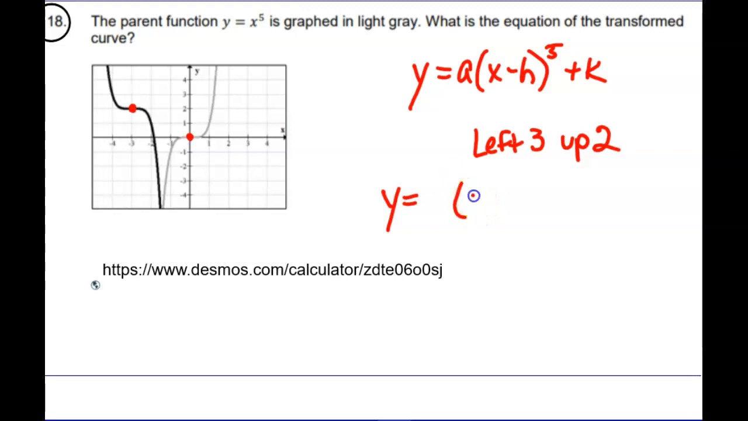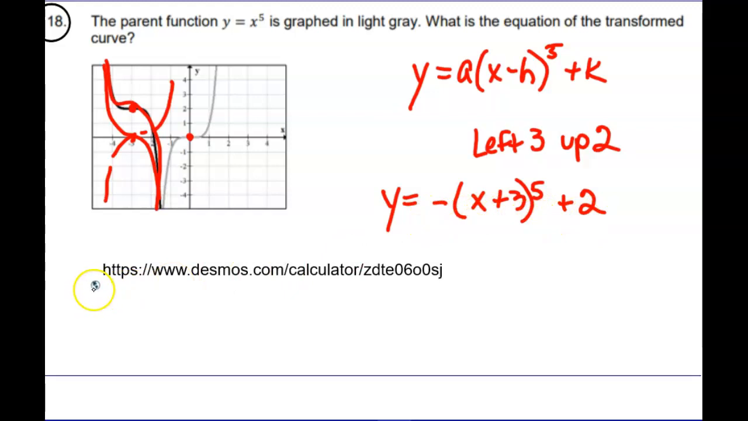What's left 3? X plus 3 to the 5th and an up 2. And do you want to put the negative inside the parenthesis or outside the parenthesis? Let's try outside. Now, we've got to think about this, because it would slide left 3, which would be over here. Then it would flip upside down, which would make it go this way, and then up 2. I think we're okay. All right. I did do a little Desmos thing here just to show you.